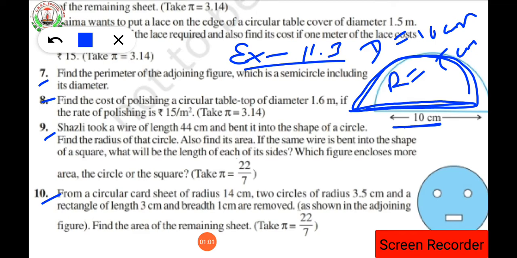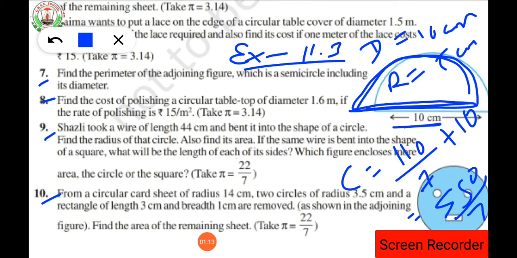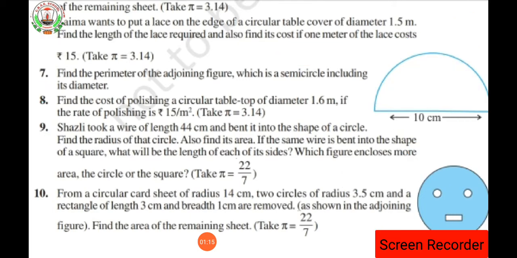Then suppose the semicircle's circumference comes 110 upon 7, that will be added with the diameter. So we will get the required answer, that is 550 upon 7 is the required answer for question number 7. Okay, so in the same way we have to do question number 8. What is said in question number 8?